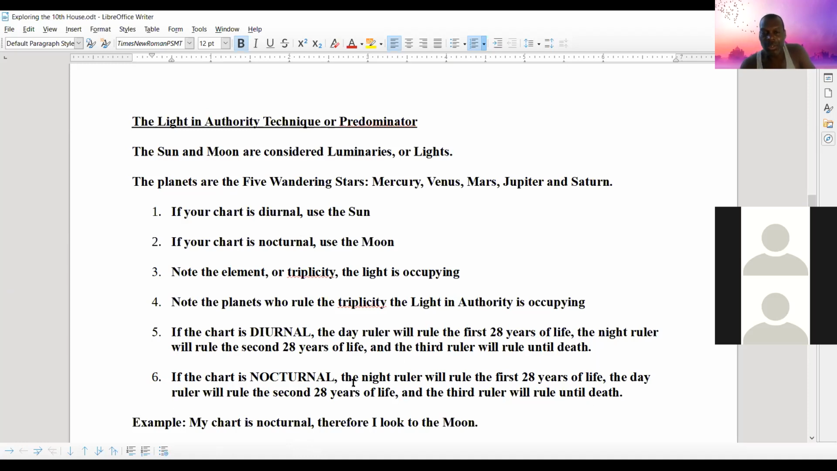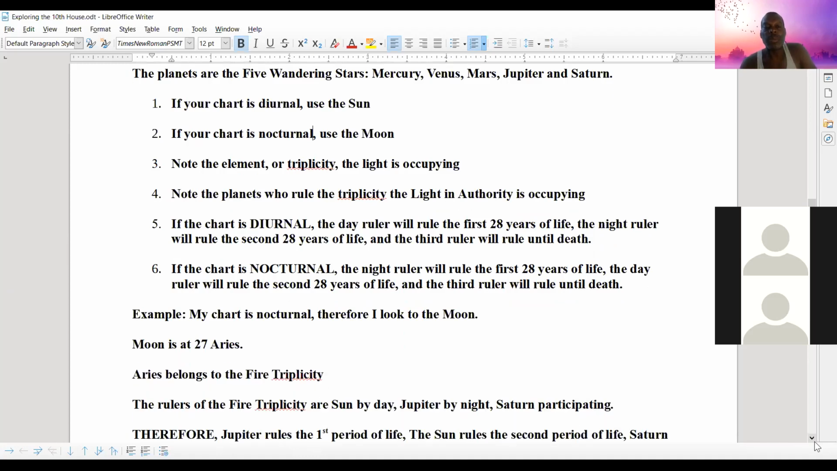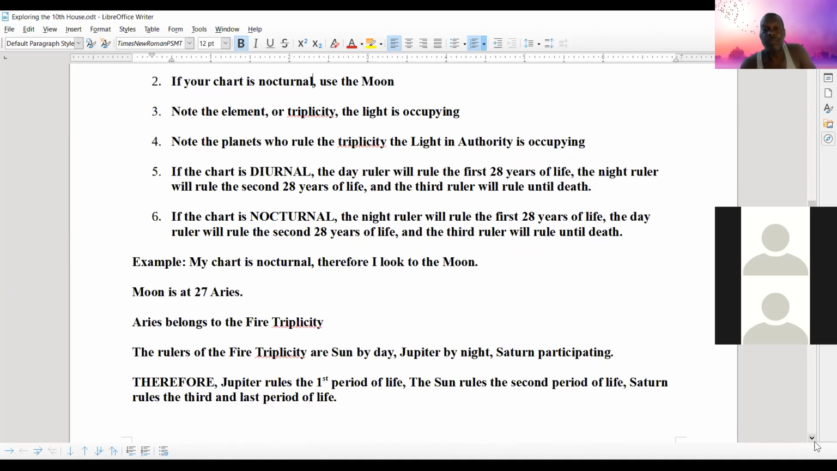And if the chart is nocturnal, the night ruler will rule for the first 28 years, the day ruler will rule for the second 28 years, and the third ruler will rule until death. So, once again, we can use my chart because my chart is nocturnal. So the Moon is at 27 Aries. Aries belongs to the fire triplicity. The rulers of the fire triplicity are Sun by day, Jupiter by night, Saturn participating. So therefore, Jupiter rules the first period of life, the Sun rules the second period of life, and Saturn rules the third.